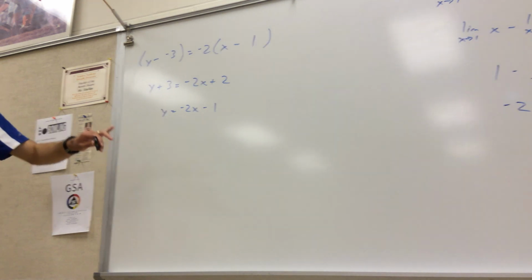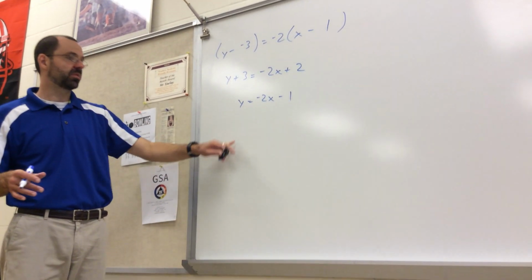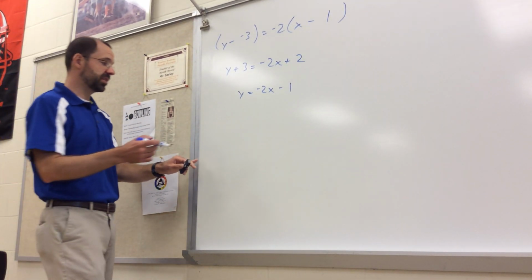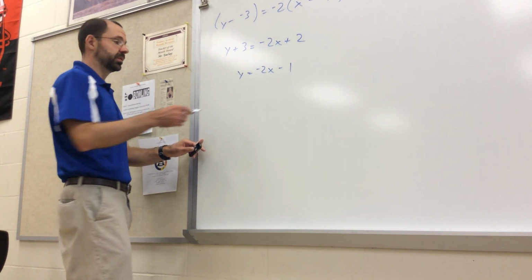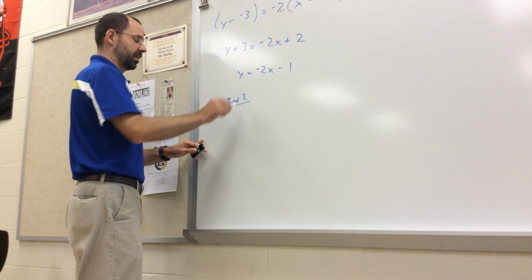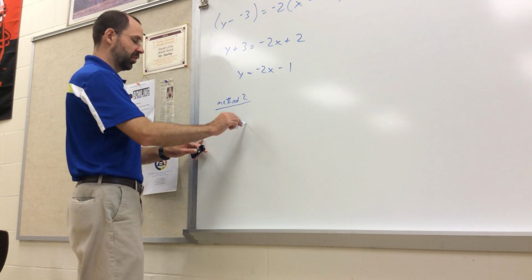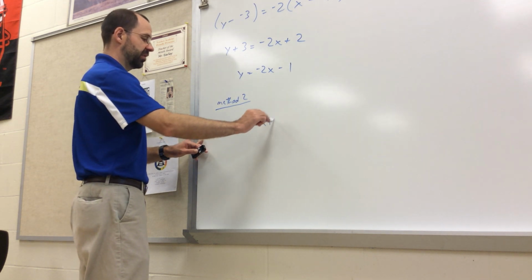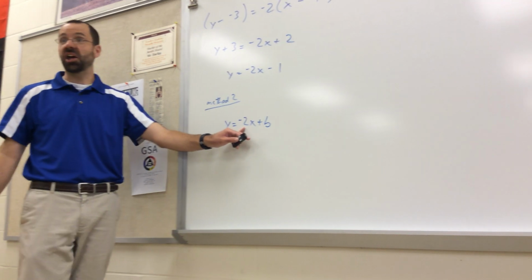Okay, now for the rest of you who are more comfortable with y equals mx plus b, let's do this again. So this is method 2 for part B. Okay, so I know the slope is -2, right? So that goes in for the b, or sorry, for the m.